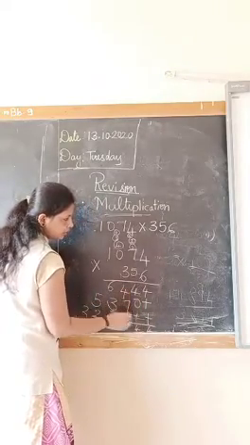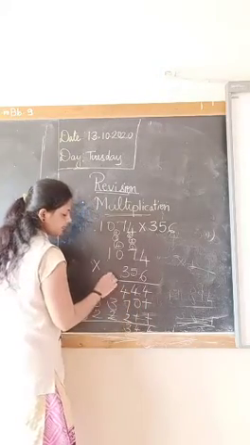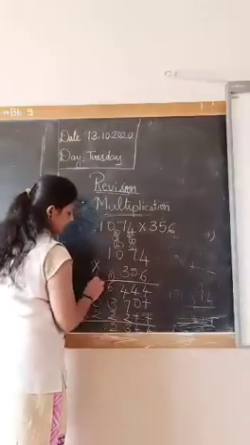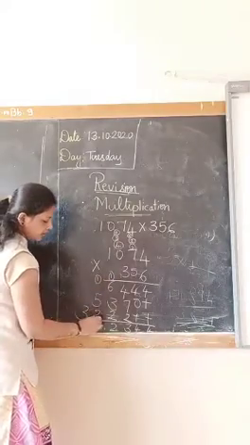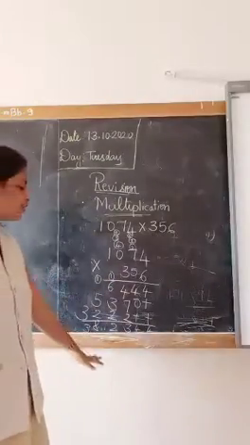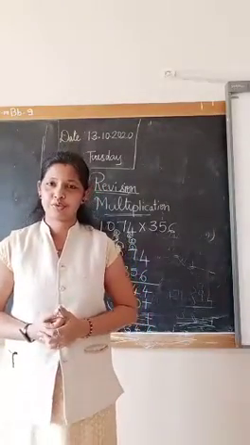4 plus 2 is 6. 6 plus 7 is 13. 6 plus 3 is 9, 10 and 12. 5 plus 2 is 7 plus 1 is 8 and this is 3. So that is 382,344. So is that clear?